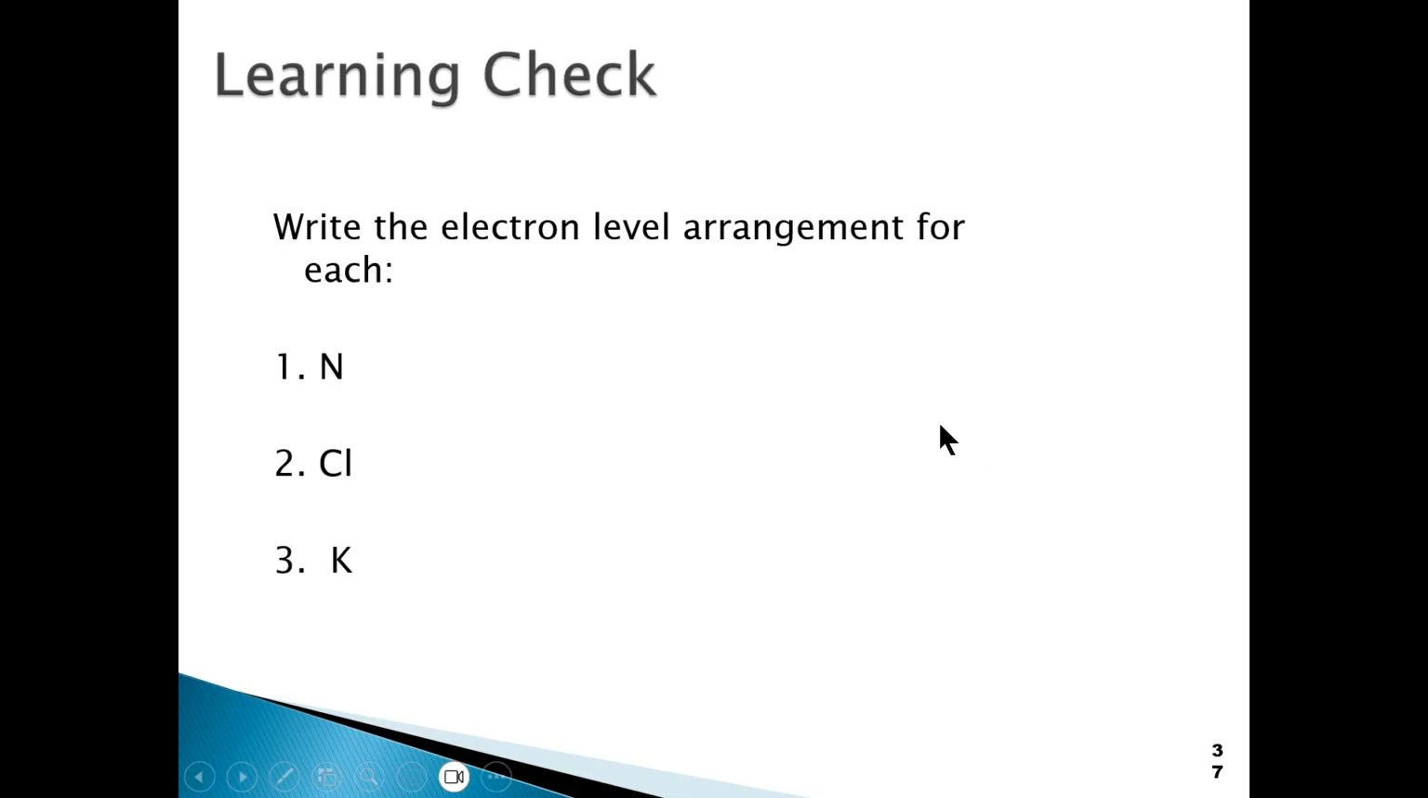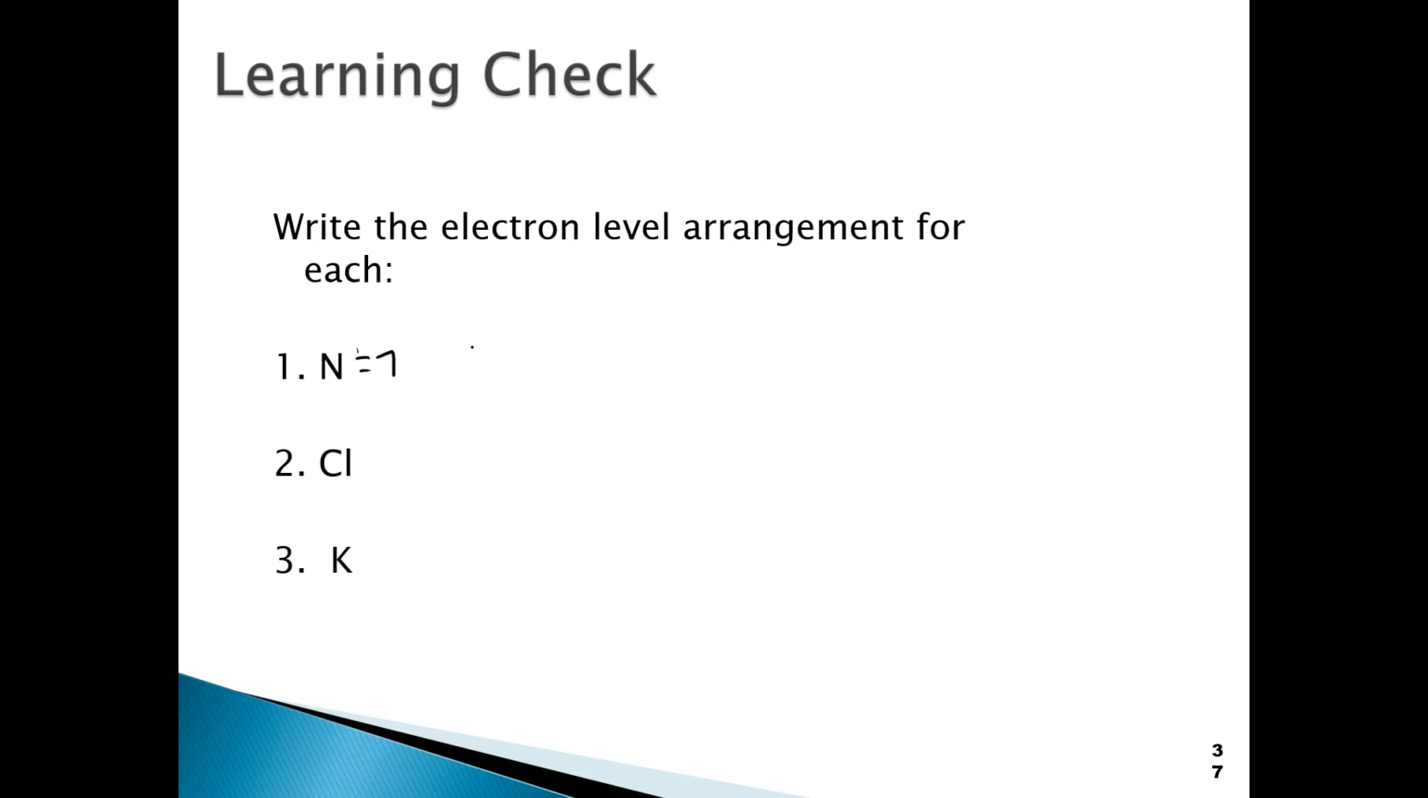Okay, so you could be asked a question like this. Write the energy level arrangement for each, and they give you these, right? So the first thing I would do, as I said before, is that I would consult the periodic table, and when I do that, I see that nitrogen has an atomic number of 7, right? Which means that there are 7 electrons in a nitrogen atom.